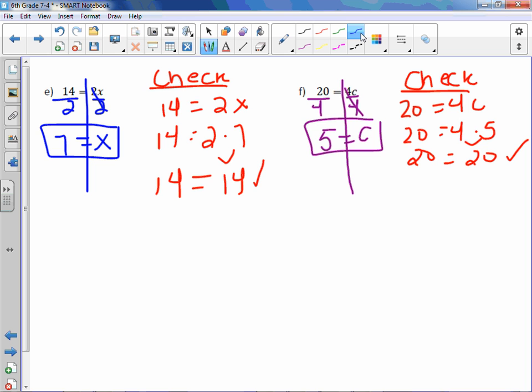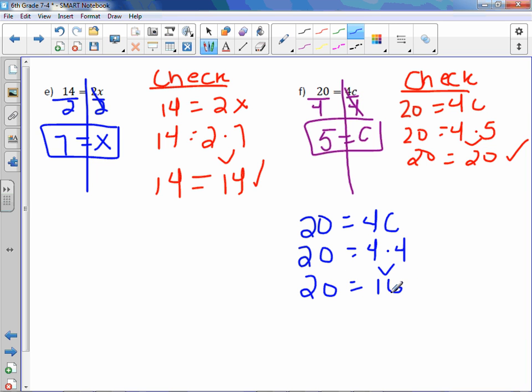I'm going to take a moment here and show you how a check will not work. So let's take this again. Let's pretend that I got an answer of 4. 20 equals 4c. 20 equals 4 times 4. 20 equals, well, 4 times 4 is 16. So because 20 doesn't equal 16, I know that 4 is not a solution.